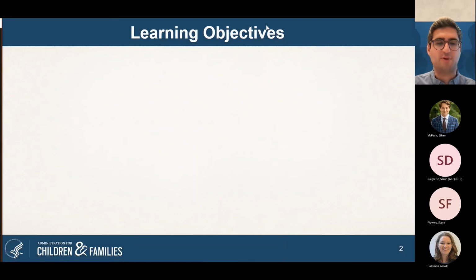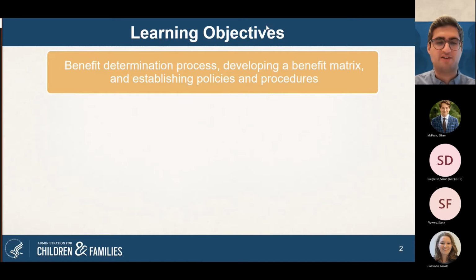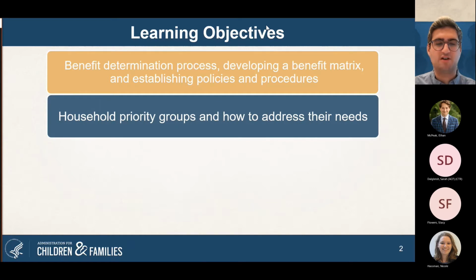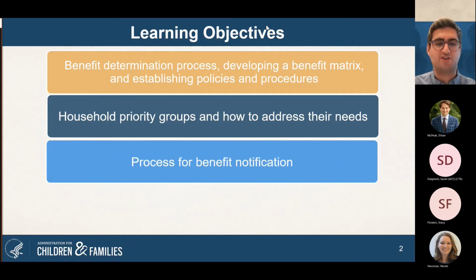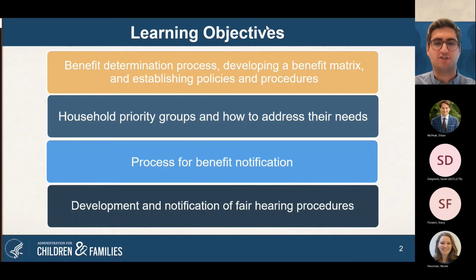By the end of today's webinar, you should have a better understanding of the benefit determination process, including developing a benefit matrix and establishing policies and procedures for benefit determination, household priority groups and how to address their needs, the process for benefit notification, and the development and notification of fair hearing procedures.